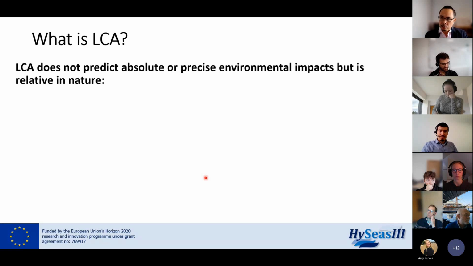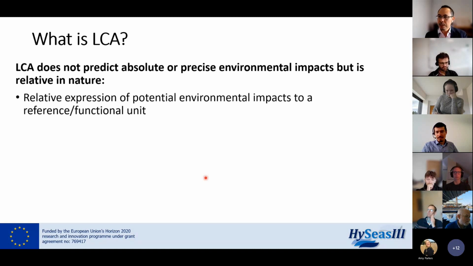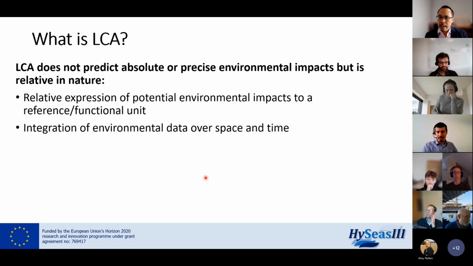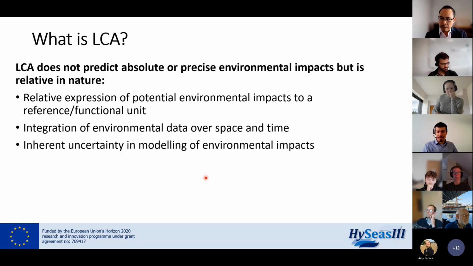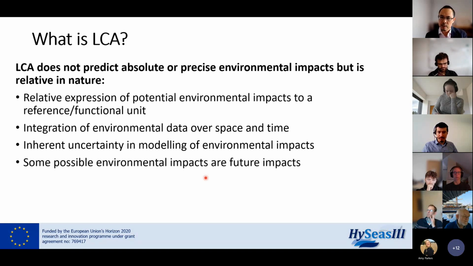Now, LCA does not predict absolute or precise environmental impacts. It's relative in nature, and this is quite an important thing to grasp. So it's a relative expression of potential environmental impacts to a kind of reference in our functional unit. And you're integrating environmental data over space, not outer space, but over a geographical space and time. And there's, of course, inherent uncertainty in the modeling of environmental impacts. And some possible environmental impacts are future impacts.